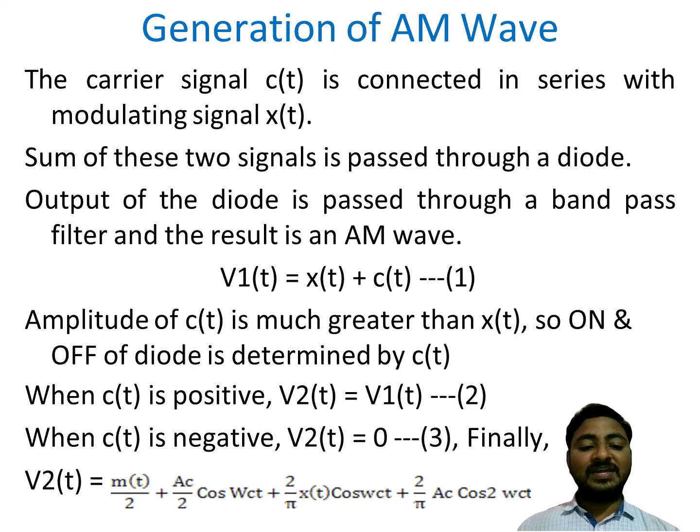Finally, V2 of t is equal to M of t by 2 plus AC by 2 into cos omega ct plus 2 by pi into X of t cos omega ct plus 2 by pi into AC cos 2 pi omega ct.